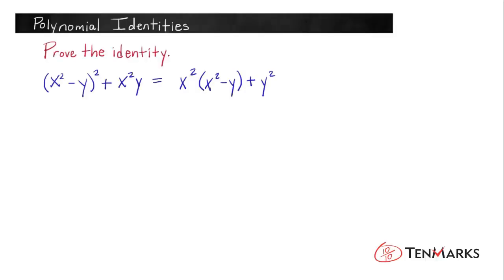In this lesson, we're going to look at some polynomial identities. For the first question, we're told that the expression on this left-hand side is equivalent to the expression on the right-hand side, and we're being asked to prove the identity.